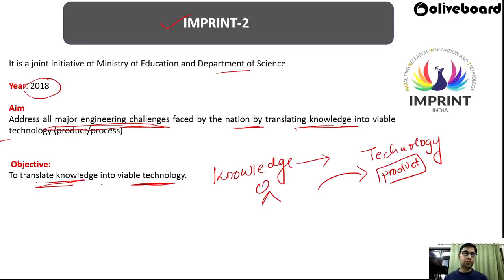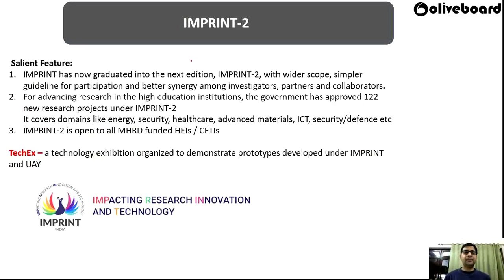That means knowledge should not stay in the mind. It has to be converted for use. Knowledge has to be converted into a proper experimental use, and into some technology that can be used by humankind. The salient features of the IMPRINT scheme: it has now graduated to IMPRINT 2 with wider scope, simpler guidelines for the participants, and better synergy among investigator, partner and collaborator.